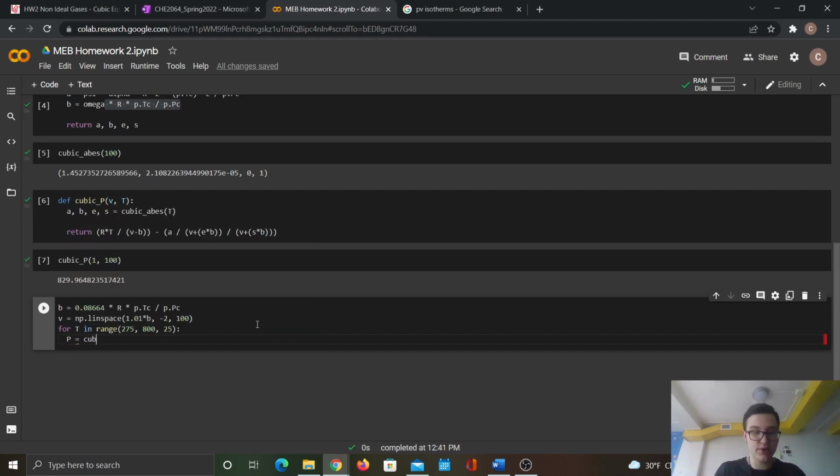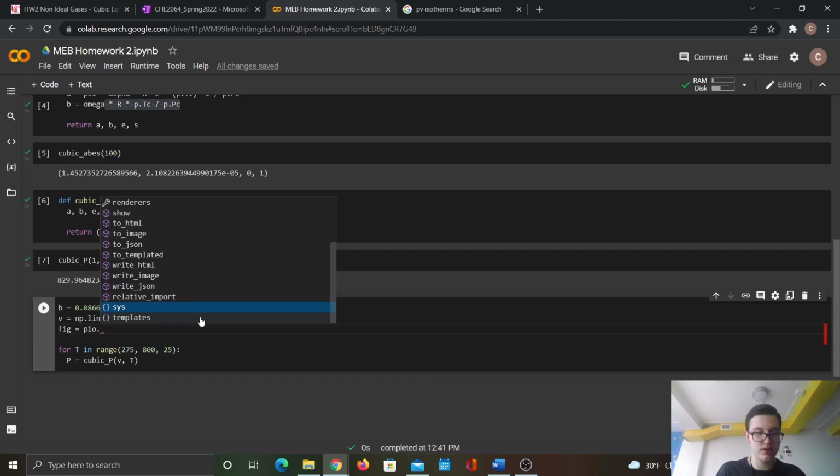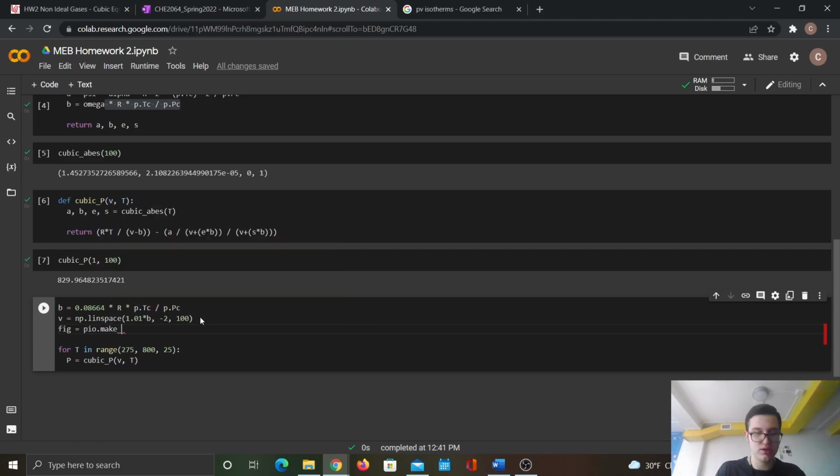So pressure is equal to cubic P at what volume? V. What temperature? T. We have that. So we have that value. We have the pressure value here, but now we need to actually create plots for it. So do that. Figure is just going to be equal to, what is it? PO dot make subplots here.